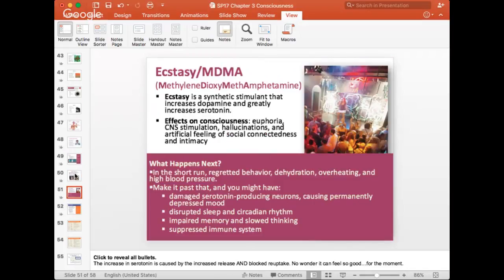Ecstasy is a synthetic stimulant, so it's not from a plant or anything. What that does is push dopamine and serotonin in your body for a short period of time, which causes euphoria. One thing with ecstasy that's different from cocaine is it gives you a feeling of social connectedness and intimacy. So under the influence of ecstasy, you love everybody, want to hug everybody, touch everybody. In the short run, using ecstasy can result in some regretted behavior because there are too many happy drugs in your system, so you tend to do things that you wouldn't normally do, and then you regret that behavior later. Dehydration, overheating, and high blood pressure.